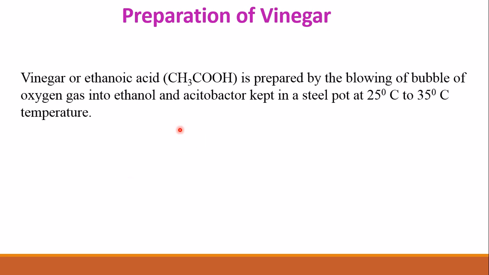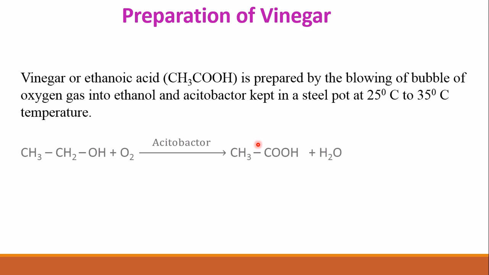But here when Acetobacter is present, then ethanol produces ethanoic acid in a one-step reaction at 25 to 35 degrees Celsius temperature. Here ethanol is oxidized by direct oxygen because bubbles of oxygen gas are blown and Acetobacter is present with ethanol, and it gives ethanoic acid and water.